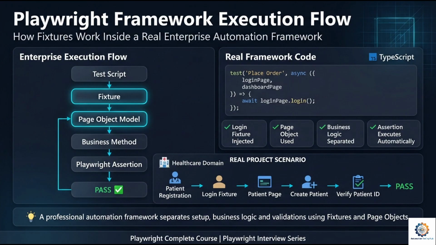Let's see how fixtures work inside a real automation framework. The test script requests a fixture. The fixture provides the required page objects. The page object executes business actions, and finally Playwright assertions validate the expected result. This separation keeps every layer independent and easy to maintain. In this healthcare example, the login fixture performs authentication, the page object creates the patient record, and assertions verify the patient ID. This is how modern enterprise automation frameworks are designed.